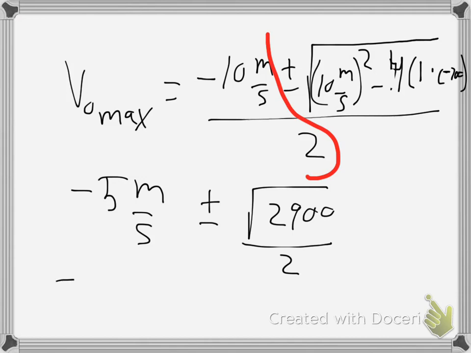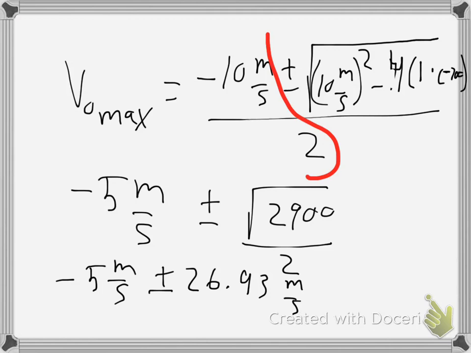Okay, so using a calculator, the square root of 2900 is almost 54. It's like 53.85. And then divided by 2 is 26.93 meters per second.